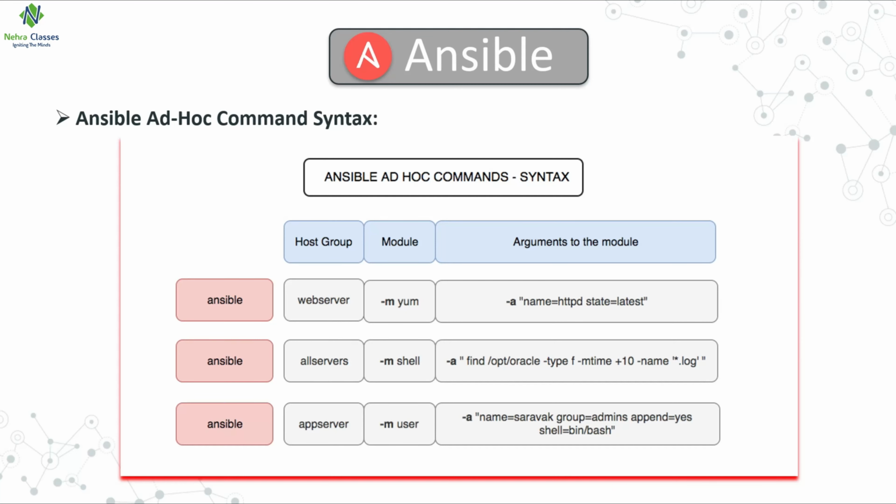And at the end, you will write the argument to the module with option -a. -a is for the argument, and after option -a, you will write the argument that you want to pass. And it may be anything. Suppose you want to find files, you can mention the argument to find the files. Suppose you want to change the permission, you can mention the same there. So this is the syntax, and I'll show you the ad hoc commands on the terminal also. How can you use them?